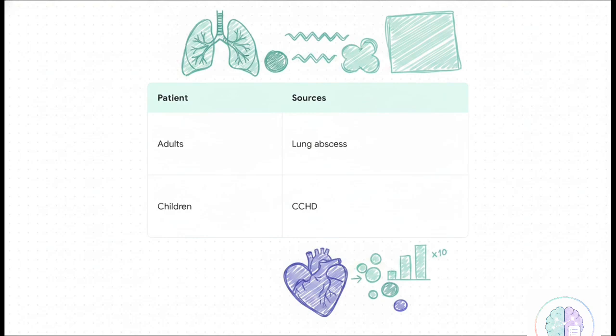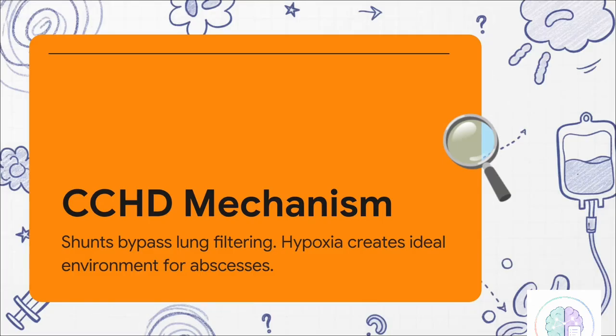Now, those origins actually diverge sharply depending on who you're treating. For adults, the primary hematogenous sources are pulmonary. A lung abscess is the most common, followed right behind by bronchiectasis and empyema. But for kids, the risk profile totally shifts. Children are primarily at risk because of congenital cyanotic heart disease, or CCHD. Let's break down why that happens. For kids with CCHD, specifically conditions like tetralogy of Fallot, the actual mechanics of their heart fail them.